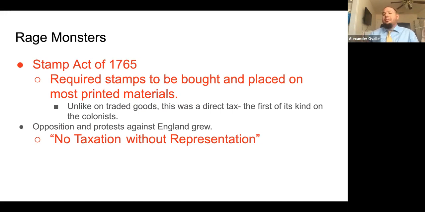You got books, newspapers, letters, legal documents, got to have a stamp. And unlike traded goods, this was a direct tax to the people, the first of its kind on the colonists. And of course, they're not going to like it. Opposition and protests against England grow, and you have the saying, no taxation without representation. You can't tax us because we don't have a voice in Parliament back in England. So therefore, England can't tax us. You get that?